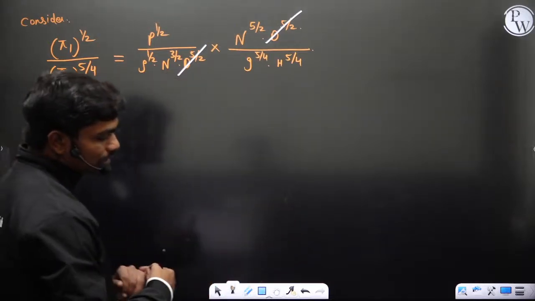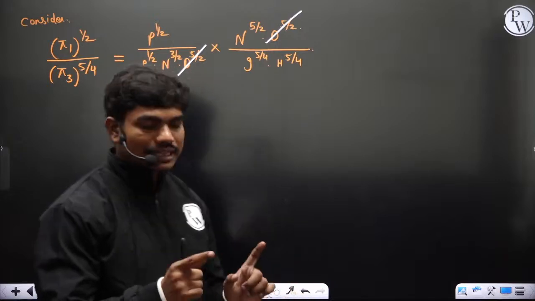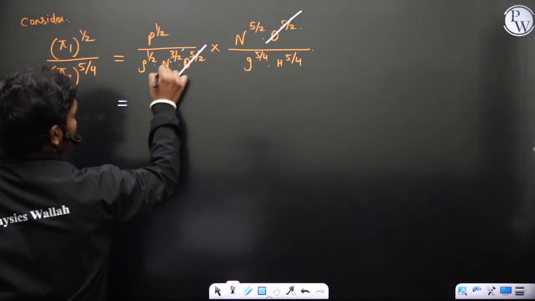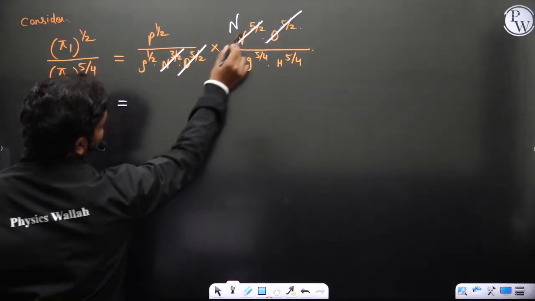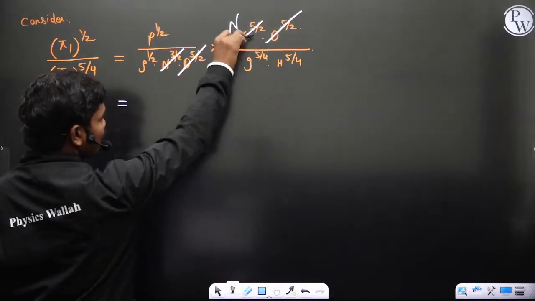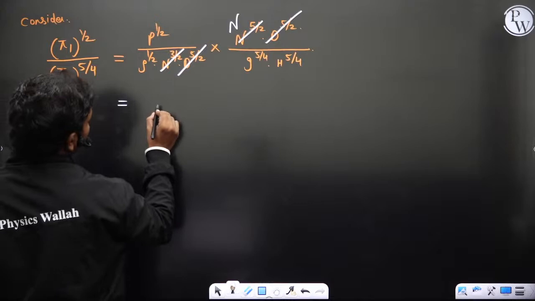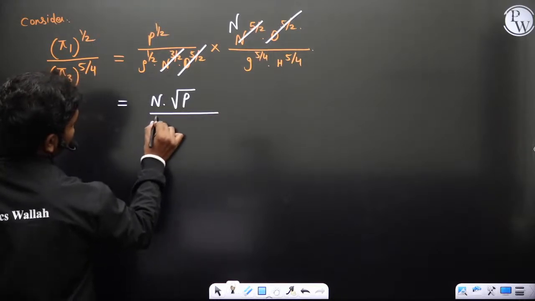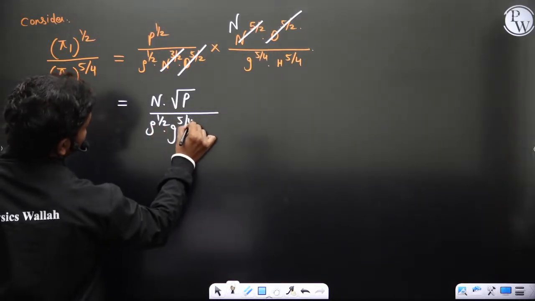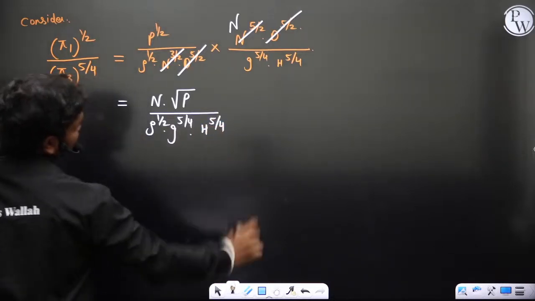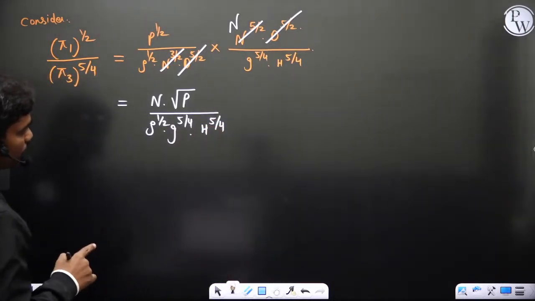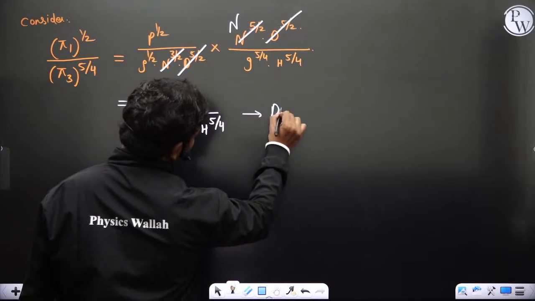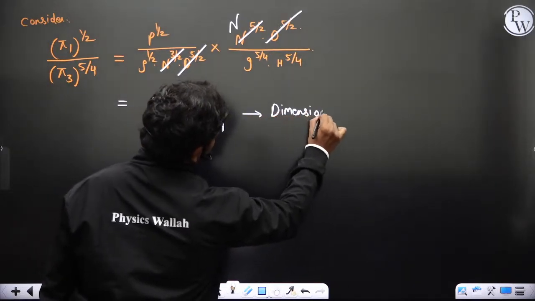Now let's see, if you're testing the model and also the actual prototype in the same location, this quantity is equal to n power 5 by 2 over n power 3 by 2. You can cancel: a power m by a power n gives you m minus n, 5 by 2 minus 3 by 2 gives you n. So you have n times root p divided by rho power 1 by 2 into g power 5 by 4 into h power 5 by 4. So this is a dimensionless quantity.